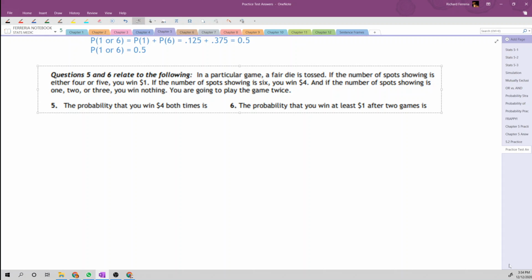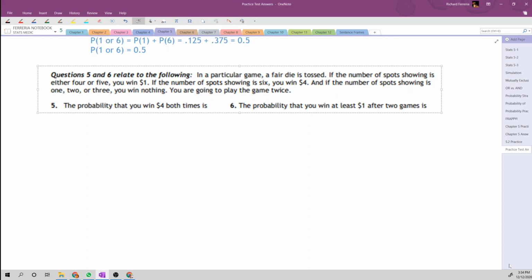So what we have here is, in a particular game, a fair die is tossed. And if the number of spots showing is either 4 or 5, you will win $1. If the number of spots is a 6, then you win $4. And if the number of spots showing is a 1, 2, or 3, you win nothing. And you're going to play the game twice.